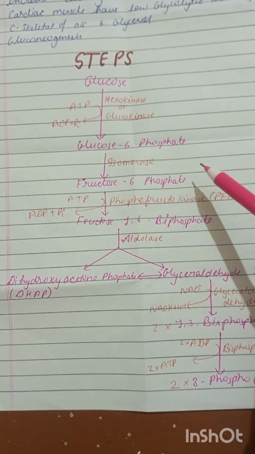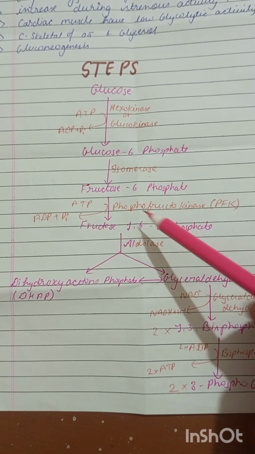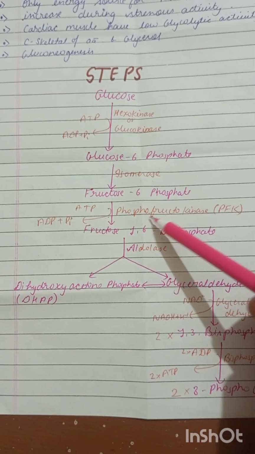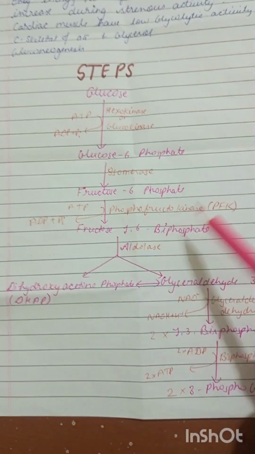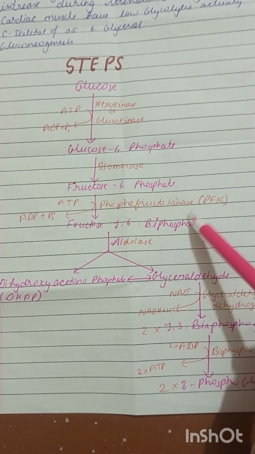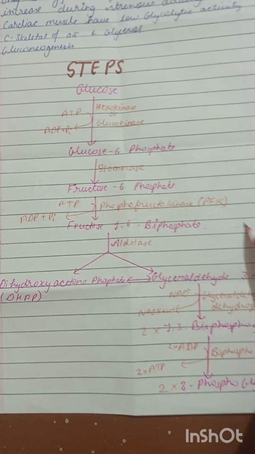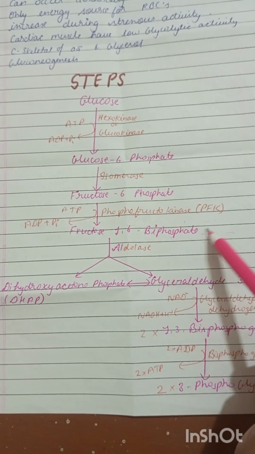Then the third step, fructose 6-phosphate to fructose 1,6-bisphosphate. It also utilizes one ATP and occurs in the presence of the enzyme phosphofructokinase. It is a very important step. Third step, phosphofructokinase is a very important enzyme. It is the rate limiting step of glycolysis and it is the slowest step of the whole glycolysis.